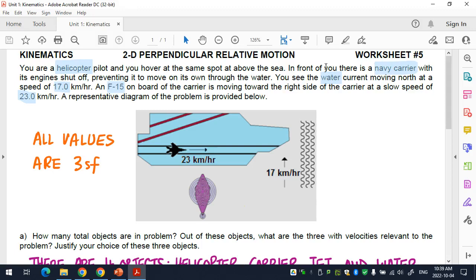So everyone, I'm the helicopter pilot. Eyes on me. I'm the helicopter pilot. Somehow I know that the water current of this ocean is how fast? Come on, 70 kilometers per hour, heading which way? I'm going to say that north. Everyone, I'm going to say that north is this way.